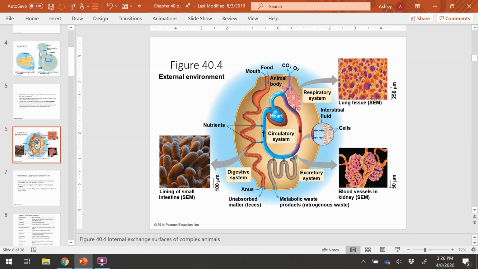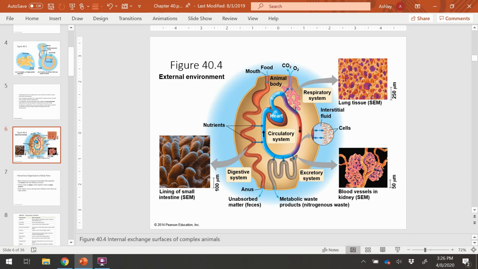Here you have the digestive system that will absorb the nutrients. The nutrients will go to the circulatory system. The circulatory system is going to spread the nutrients to all cells, and those cells are going to have interstitial fluid in between cells that the nutrients have to travel through. Then you have the respiratory system exchanging the oxygen and carbon dioxide.